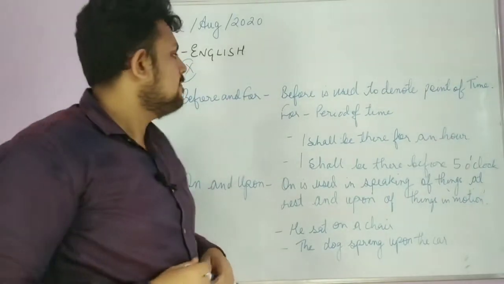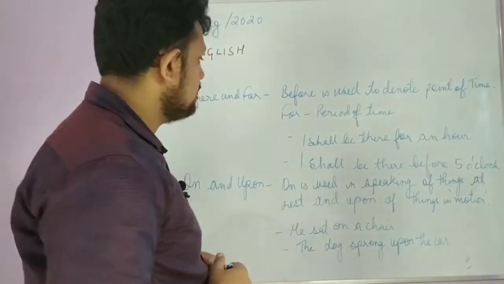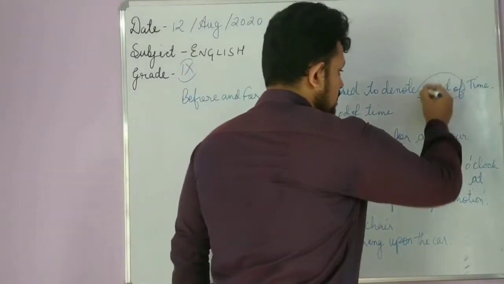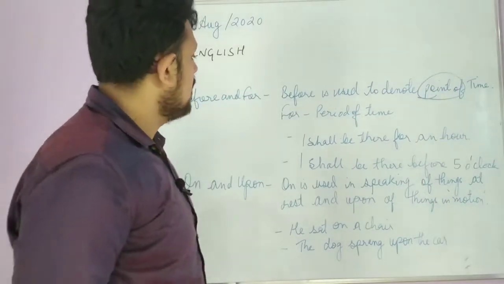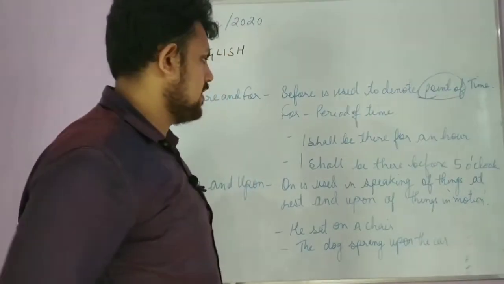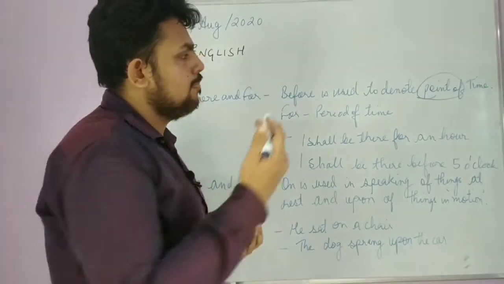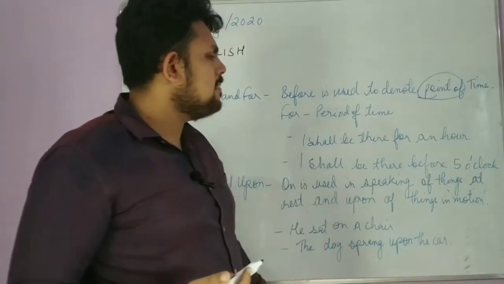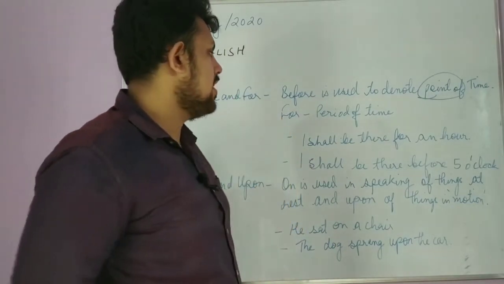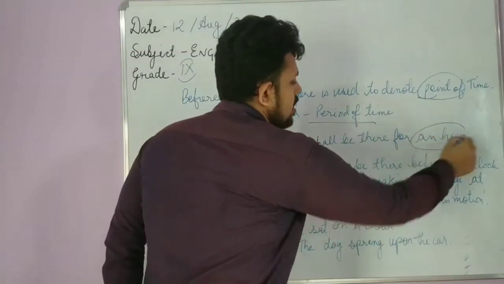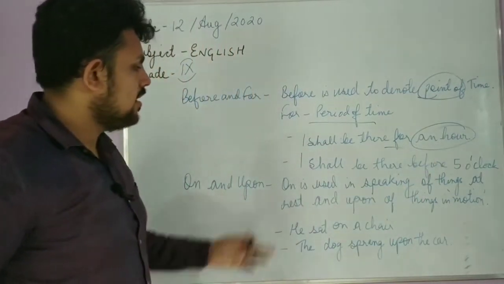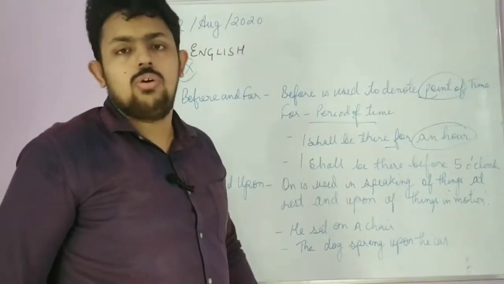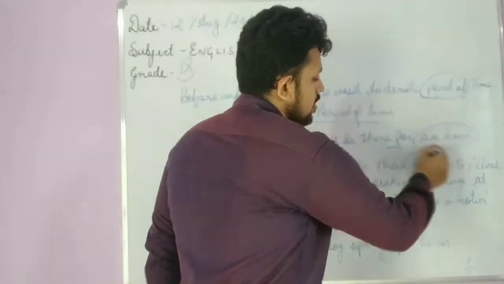Okay, so we have before and for. Before is used to denote a point of time. For is used for a period of time. Okay, you have understood what a point of time is and what a period of time is. So see the example: I shall be there for an hour. Here the period of time is there, an hour, so we will put for. And here we have the second sentence: I shall be there before 5 o'clock. So we will use before here.